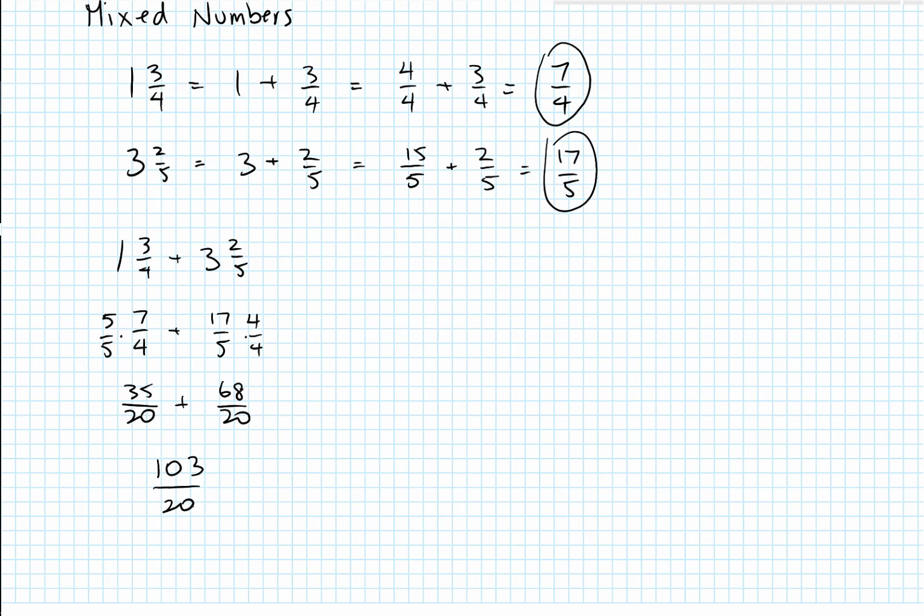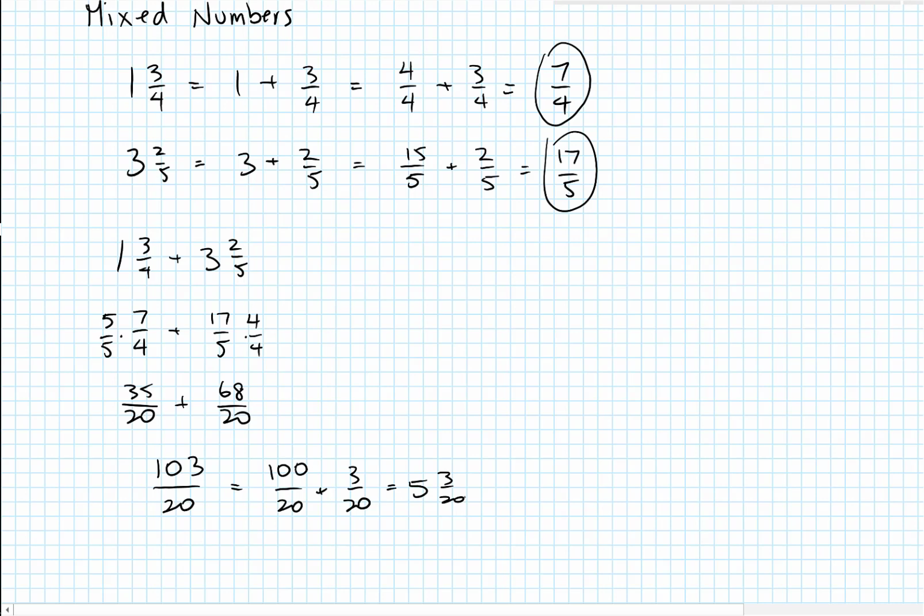But if you are required to write the answer as a mixed number, you've got to convert this back into a mixed number. So how do you do that? Well, you have to ask yourself, what is the largest multiple of the denominator, in this case 20, less than the numerator? So the largest multiple of 20 that's less than 103 is 100. So I can rewrite this as 100 over 20 plus 3 over 20. And 100 over 20 is just 5. And so I end up with 5 and 3/20.